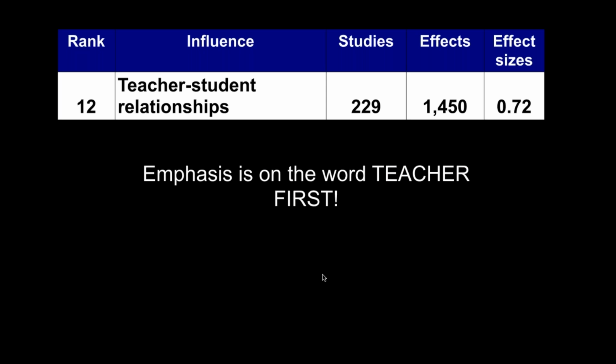A couple more. Teacher-student relationships, 0.72. Couple of points here. If you look at the number of studies and the effects, a lot of evidence around this. Now, 0.72, again, is the average. That's because there's times when it didn't include some of the things it needed to. What Hattie would say is the word teacher needs to come first. Now, we as the adults have to initiate the relationship. Some students are more likable than others.